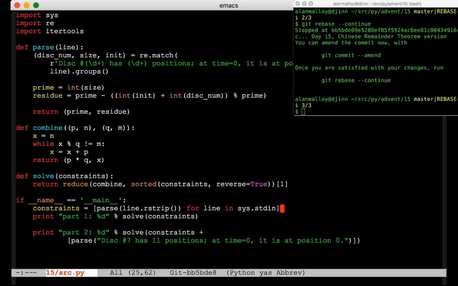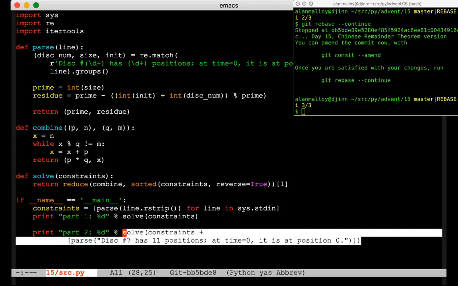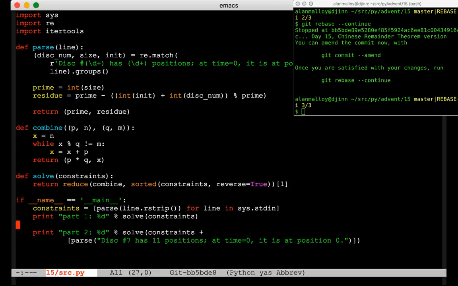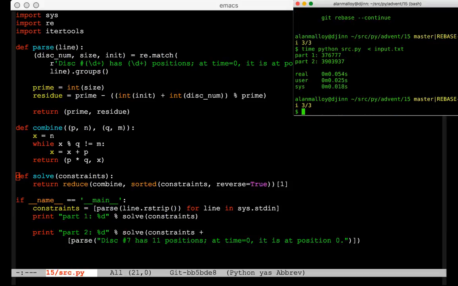And so we just parse all the constraints, and we solve them. And then we solve adding that other constraint. So main hasn't changed, but the way that we solve has. And indeed, if we time it, we're now done in a 20th of a second. Much better than 2.5, right?